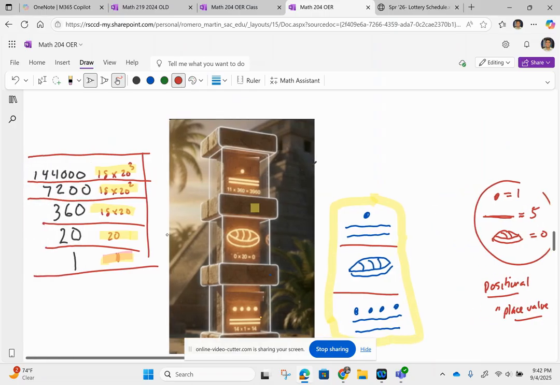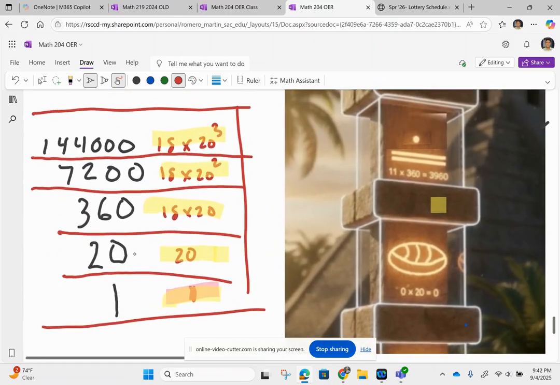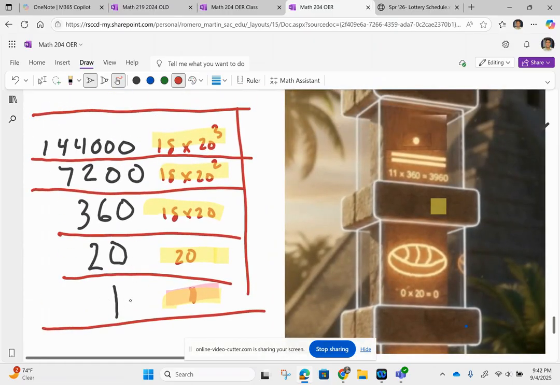What that means is connected to the place values. This is what we have in our textbook. The first floor is equal to 1. The second floor has a value of 20, the place value. Third floor, 360, then 7,200, and 144,000.